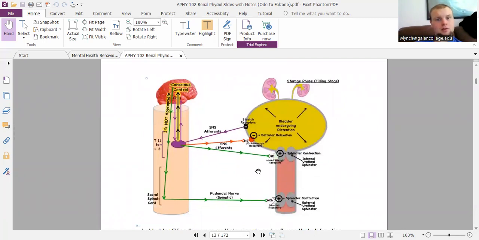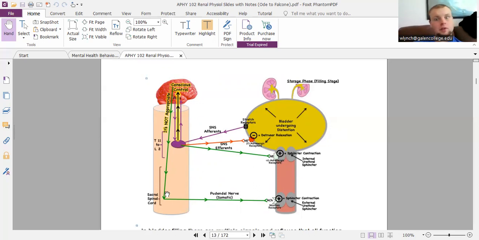All right, so here's our conscious control mechanism. We have sympathetic nervous system afferents that are going to be sent from stretch receptors on the bladder surface. We have central nervous system efferent signals, which are going to bind to beta adrenergic receptors, and the neurotransmitter that we use here is norepinephrine. We are also going to bind to alpha adrenergic receptors on the smooth muscle of the internal sphincter, again, using norepinephrine as a neurotransmitter.